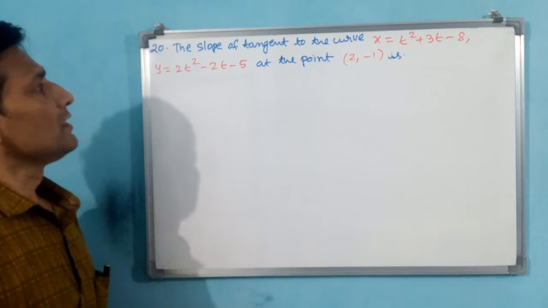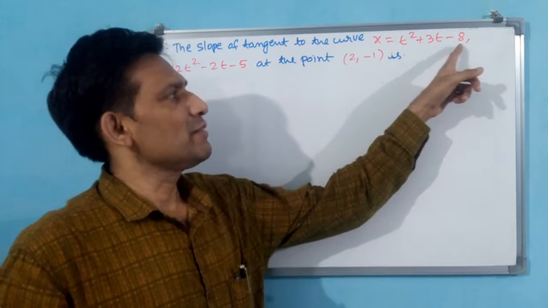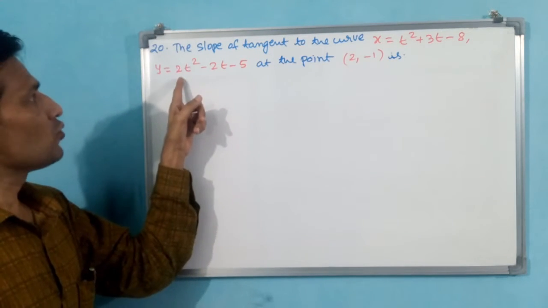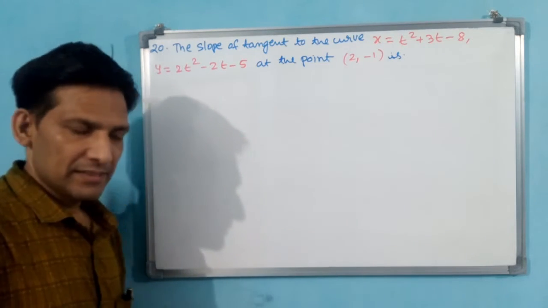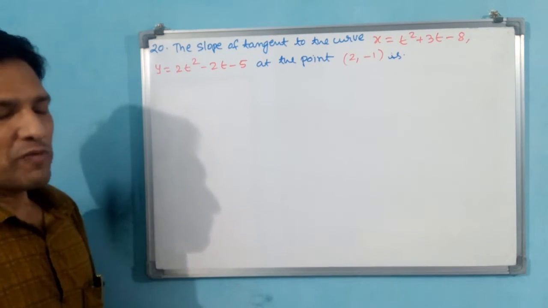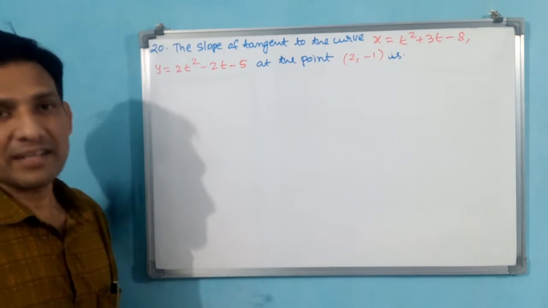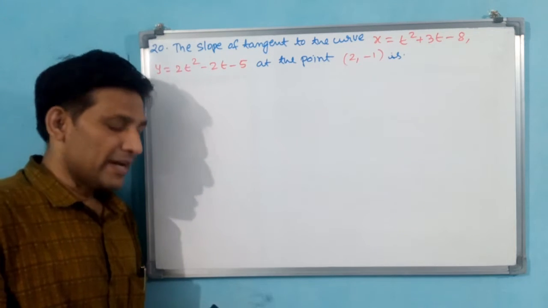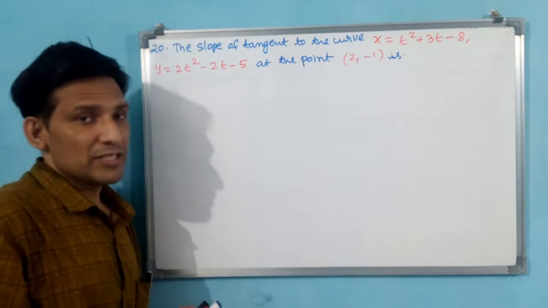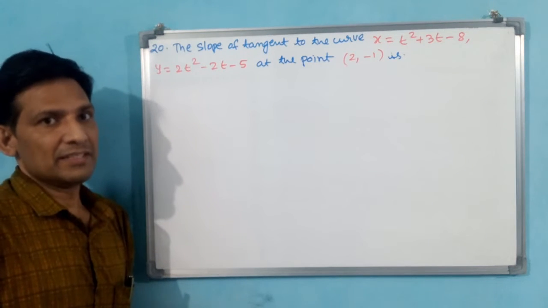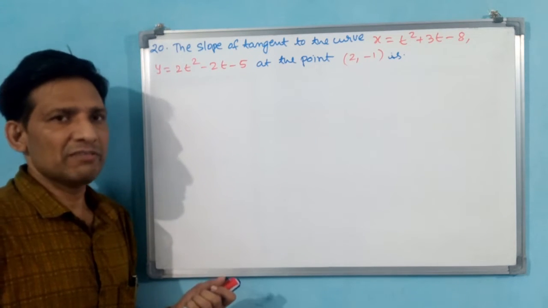The slope of the tangent to the curve x is equal to t square plus 3t minus 8 and y is equal to 2t square minus 2t minus 5 at the point (2, -1) is. Normally we will find the equation at a point, but here the slope at one point is asked. If you observe carefully, these are parametric curves. The slope of the tangent means dy by dx. M is equal to dy by dx.